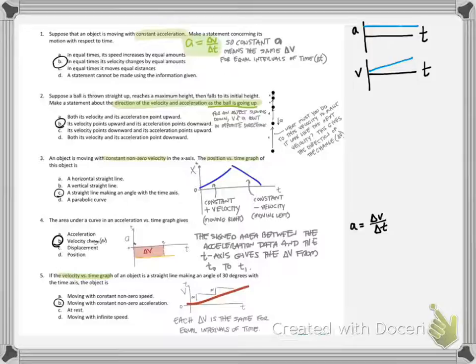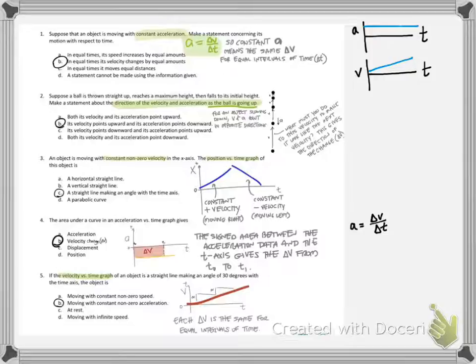Again, how do you find velocity from a position time graph? It is the slope of a position time graph. Constant velocity means that the slope is constant. What kind of shape do we draw for a constant slope? A line. The area under curve acceleration versus time gives the change in velocity.